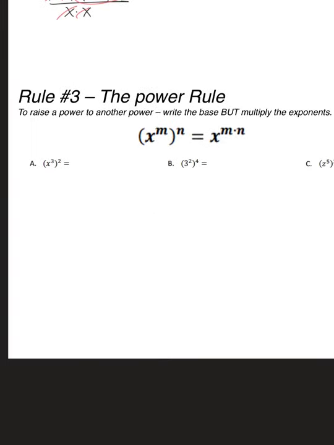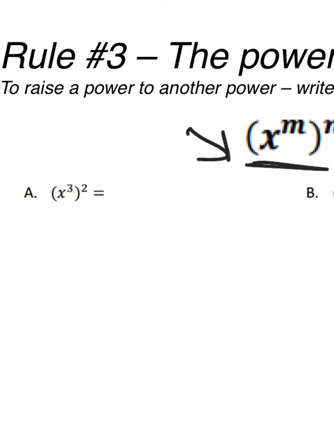For 3, we have the power rule. The power rule only works if you have a power raised to another power. So notice that I only have one base written here, but I have 2 exponents. And if that's the case, then you would multiply your exponents to get your answer. For a, I have x cubed squared. So I would multiply the 3 times 2 and get x to the 6th power.